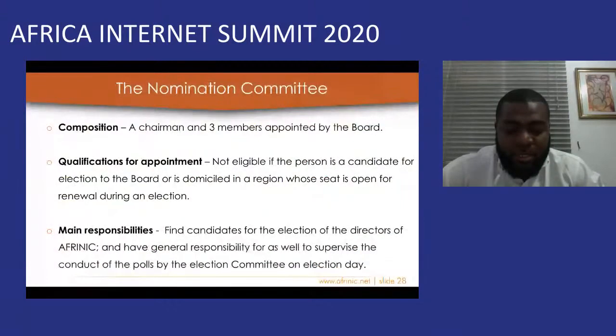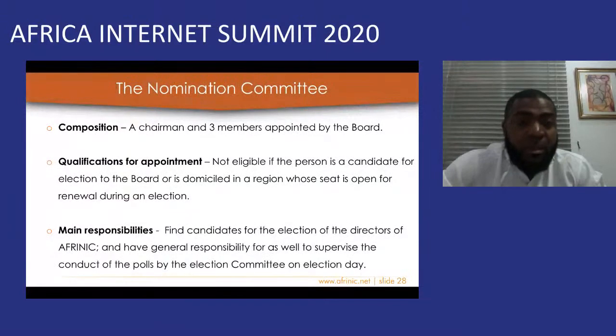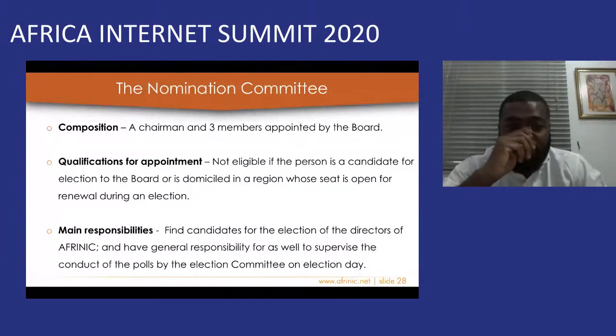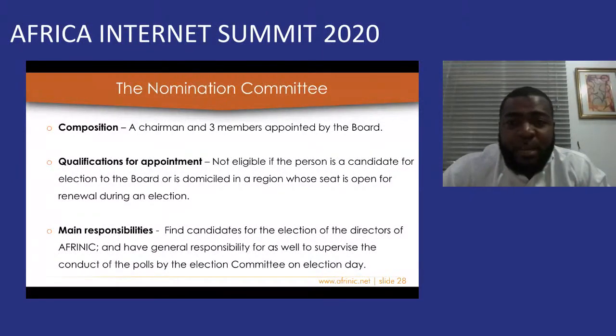Now let's talk about the committees. We have the nomination committee. The nomination committee is composed of a chairman and three members appointed by the board. The role is to screen the potential candidates for all the elections that AFRINIC will hold in this region. So the main responsibility is to find candidates that respect the requirements.